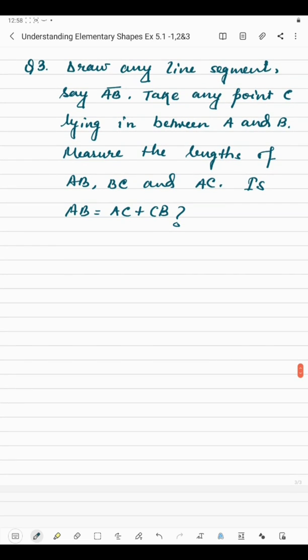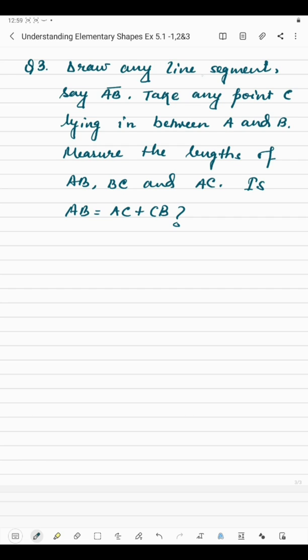Now question number 3 says, draw any line segment, say AB. Take any point C lying in between A and B. Measure the lengths of AB, BC and AC, and then check whether the length of AB is equal to the sum of the lengths of AC and BC. Now at first we need to draw the line segment. You don't have to measure it, simply draw a line segment.